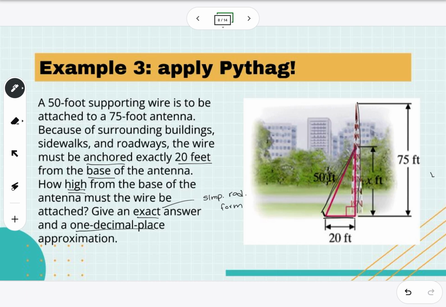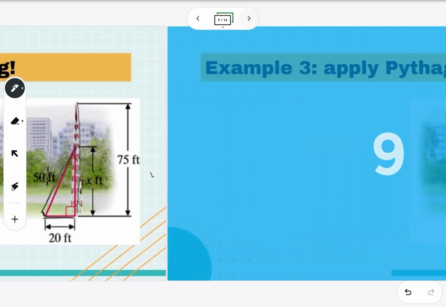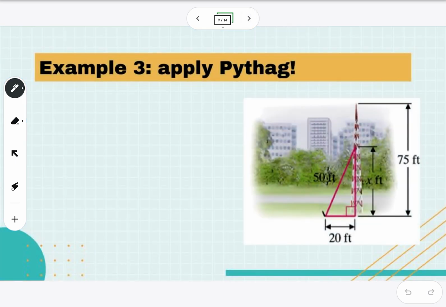So simplest radical form, we love that in the math world, but sometimes in the real world, decimals are a little bit more useful. So we're going to go to the next slide, which will still have the diagram, and we're going to solve this. So in this case, I have this right triangle. I'll even redraw it over here too. I know this side is 50 feet. I know this side is 20 feet. I know it's a right triangle. They're asking me to solve for x.